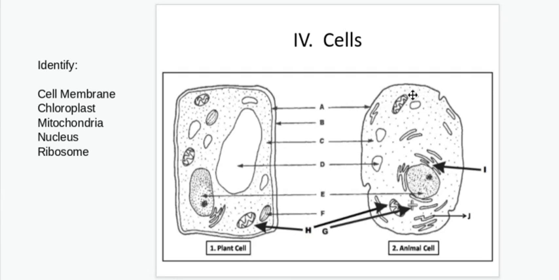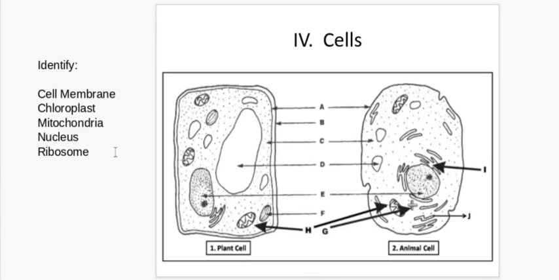So that one, let's see, H is the mitochondria. It breaks down sugar to get energy, does cell respiration. So we now have A is the cell membrane and H is the mitochondria.